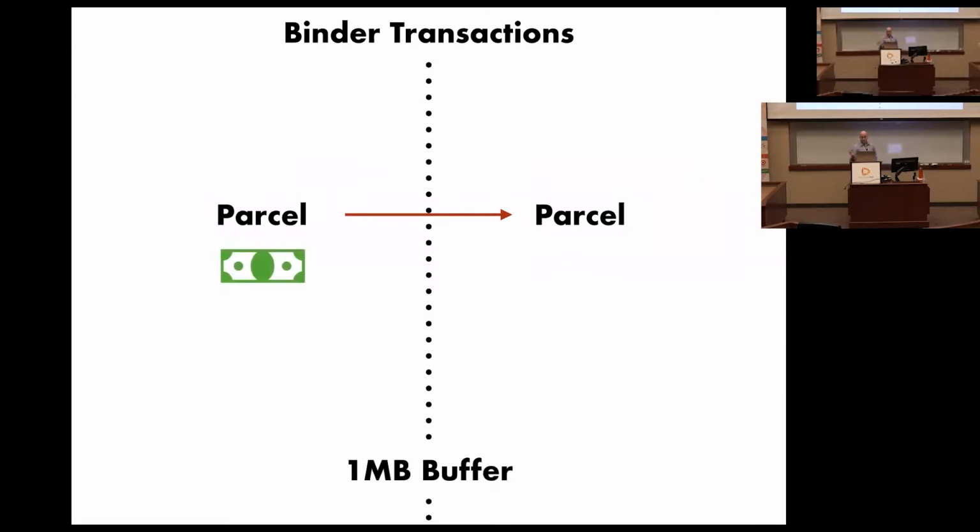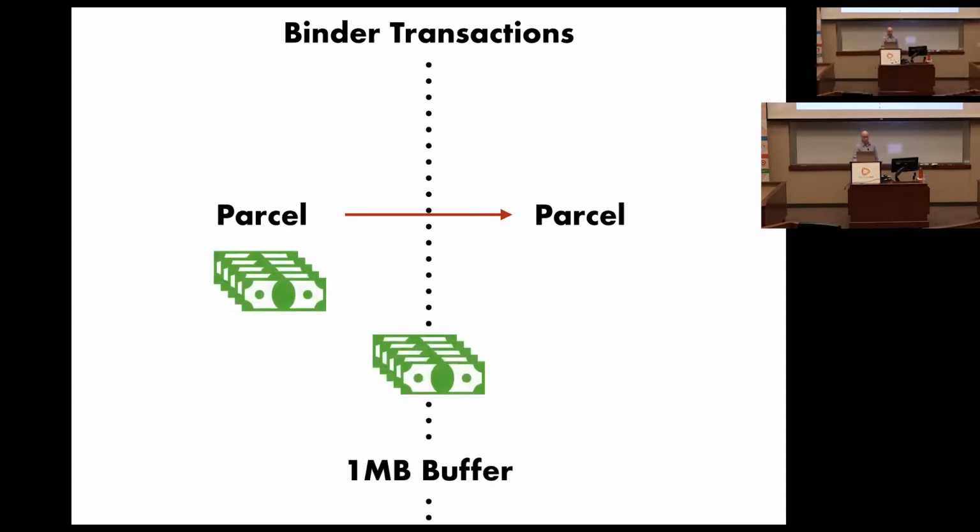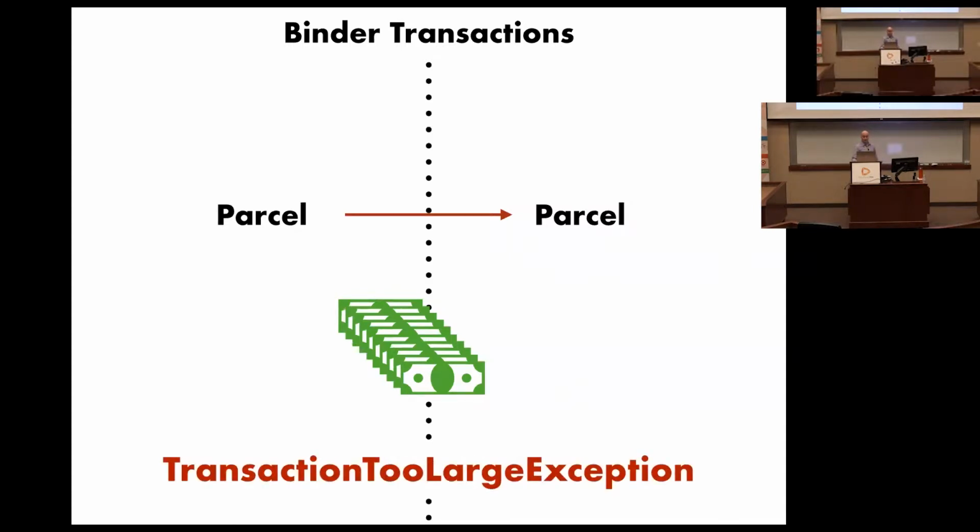So let's take a look at our example of just trying to send a little bit of data over. What needs to happen is this is going to go, and we have to make sure that we don't overflow this buffer. Everything in this buffer can be dealt with. But if we start with a buffer that's already a bit full, and we try to pass something that's a bit too large, we're going to hit this buffer. It's going to say, that's too much. We're going to get this transaction too large exception.